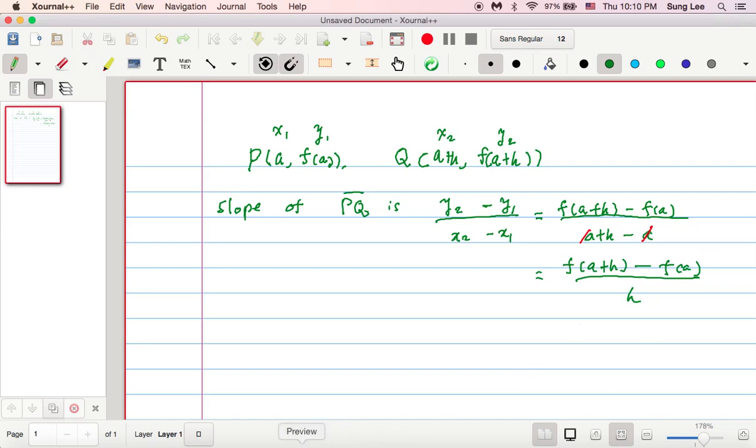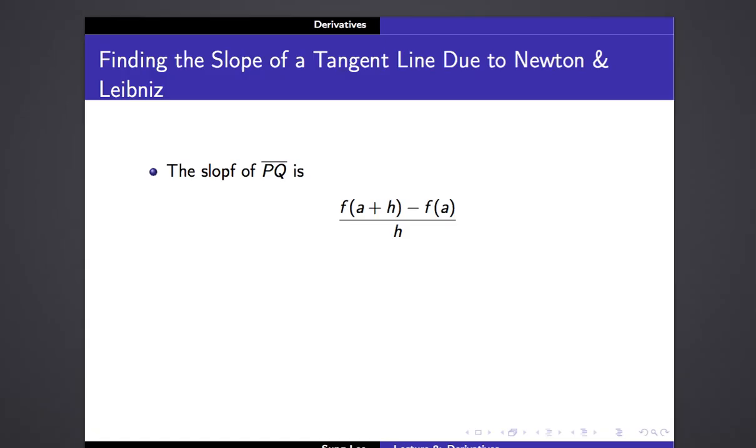So let's go back to my lecture slide. So that's what we have here, the slope of the line segment PQ. Here I see a typo. So the slope of the line segment PQ is f of a plus h minus f of a all over h.